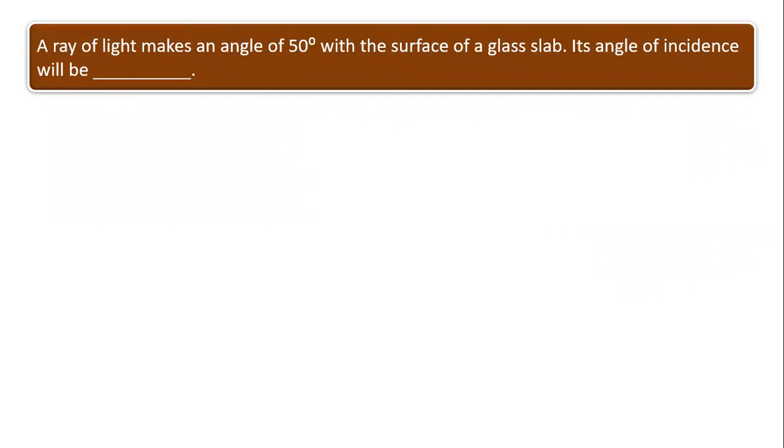The question is, a ray of light makes an angle of 50 degrees with the surface of a glass slab. Its angle of incidence will be dash. The options are A 50 degrees, B 40 degrees, C 140 degrees, and D 0 degrees. Now students, if you read the question properly, a ray of light makes an angle of 50 degrees with the surface of a glass slab. But wait. Don't be in a hurry. Don't mark your answer as 50 degrees. Let us first understand the question.